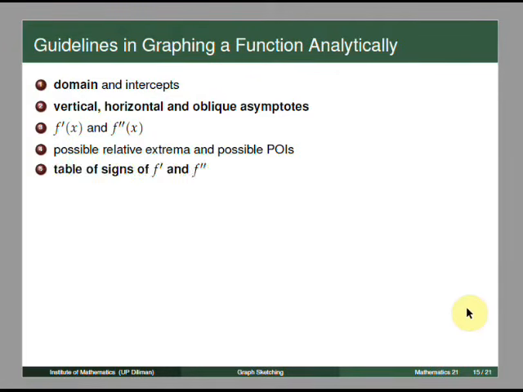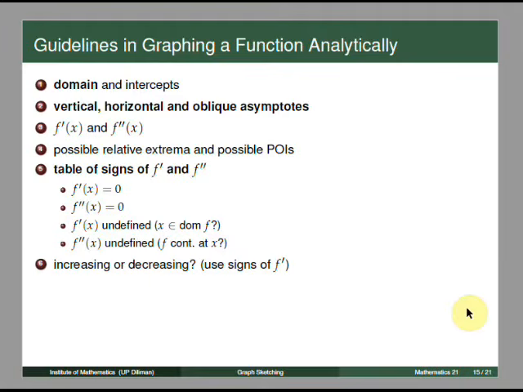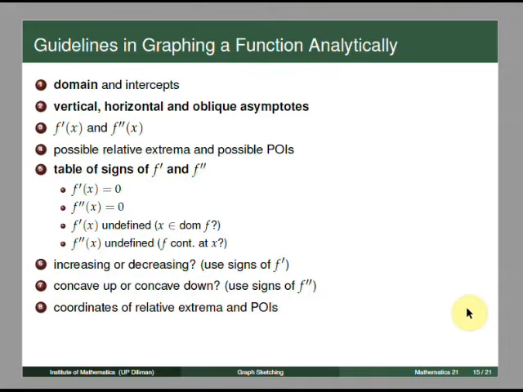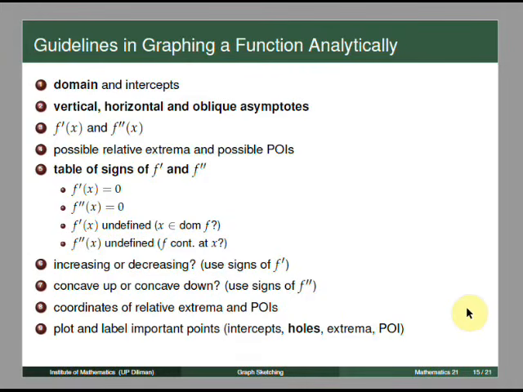After which, we construct the table of signs of f prime and f double prime so that we can determine the intervals at which the function is increasing or decreasing, and the intervals at which the function is concave up or concave down. Because of the table of signs, we can also determine the coordinates of the relative extrema and points of inflection. We then plot important points, asymptotes, intercepts, holes, extrema, point of inflection, and use the table of signs to graph the rest of the function.